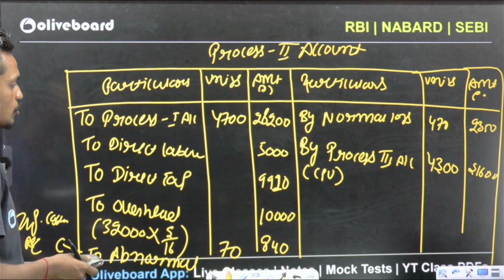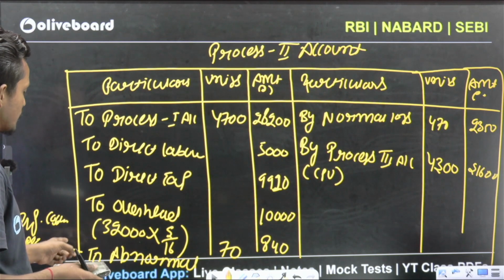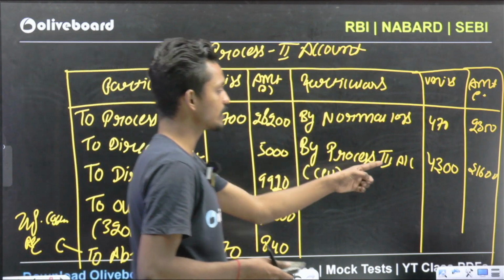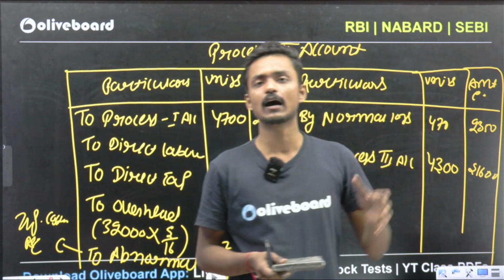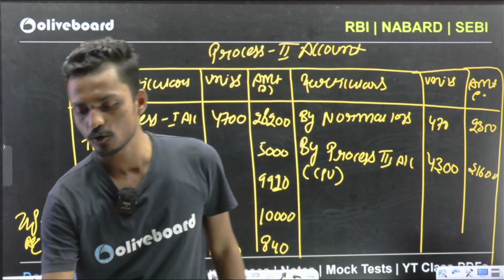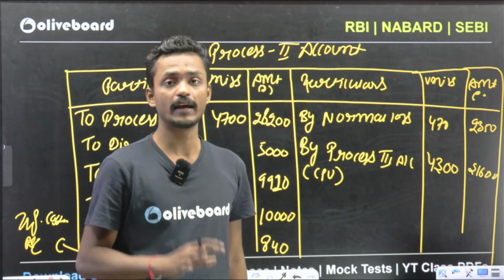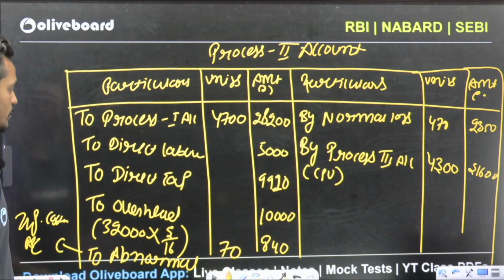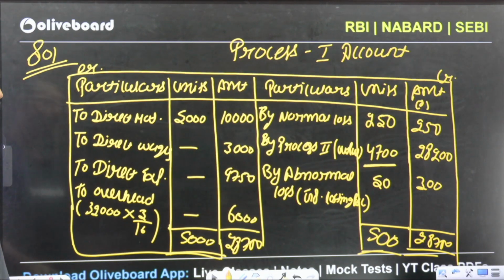So by doing so, this amount you have to transfer into costing P&L, and this process second account's output will become the input of your process third account. So this is all about your process account.